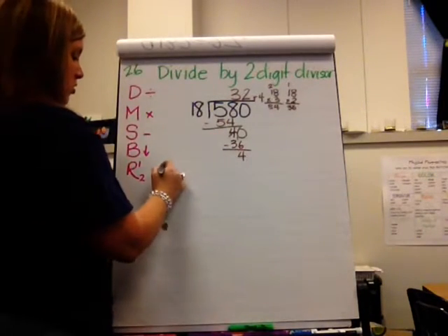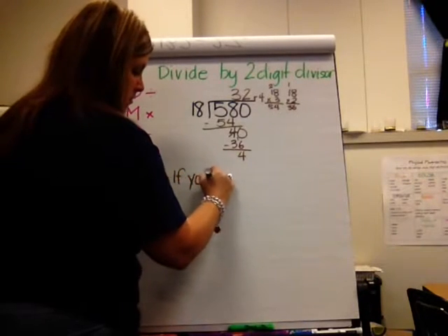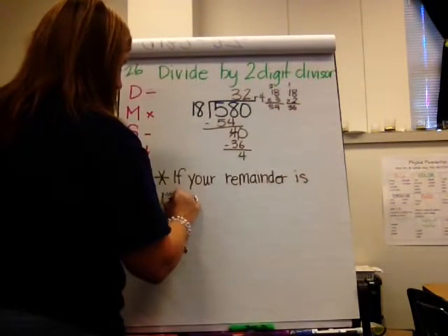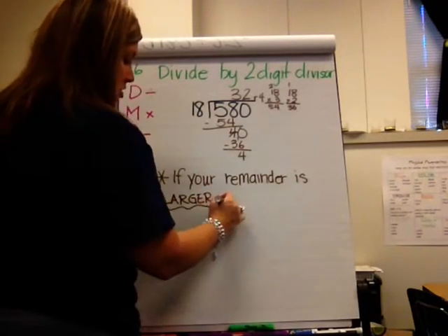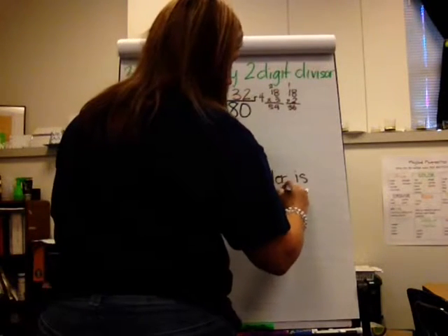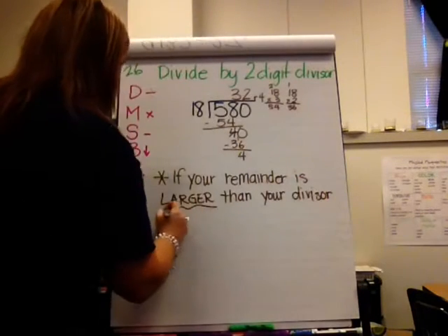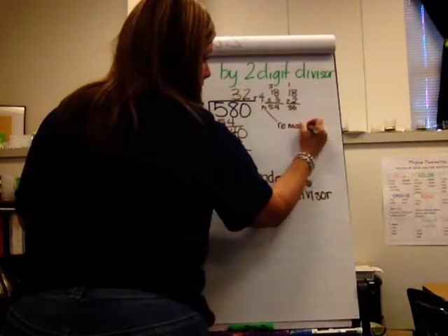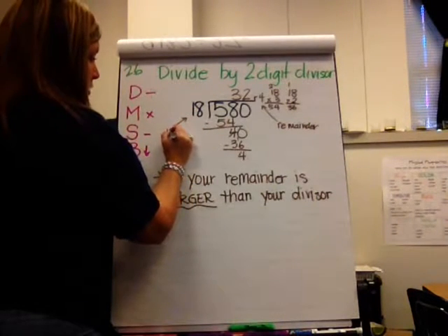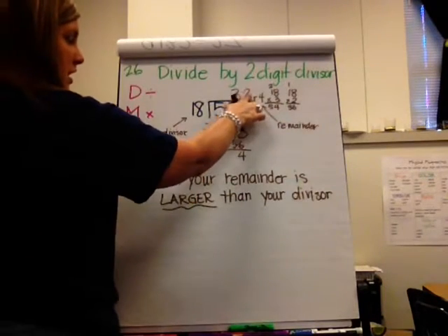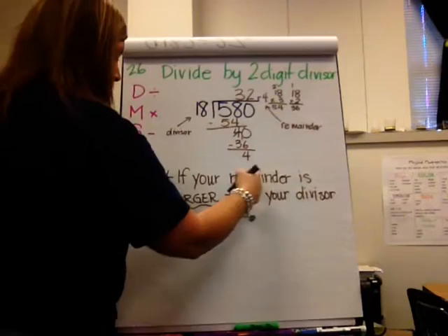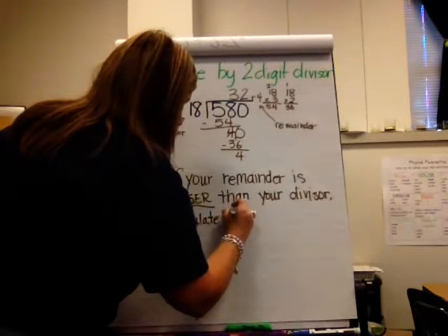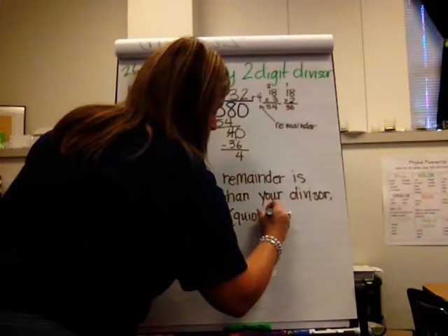Okay? Something I really want you to understand. If your remainder, you're writing all of this down in your notebook. If your remainder is larger than your divisor, so if your remainder, which is this, is larger than your divisor, which is this, again, you're writing this down, okay? Your quotient needs to be larger. So if your remainder is larger than your divisor, you can recalculate. That also means that your quotient is too small.